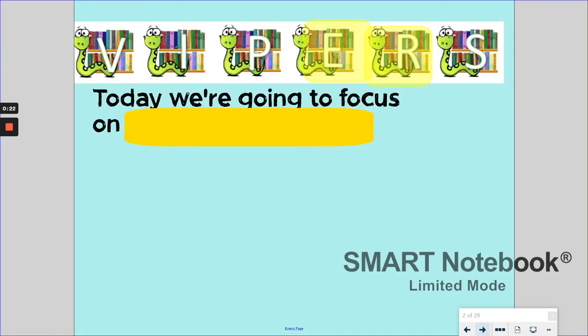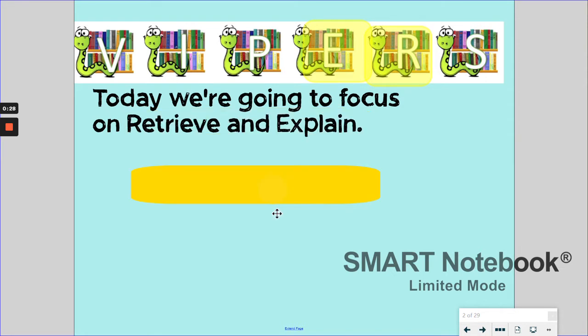Today we're going to focus on the E and R in Vipers. So that means we're looking at what two skills? That's right, we're explaining and retrieving.